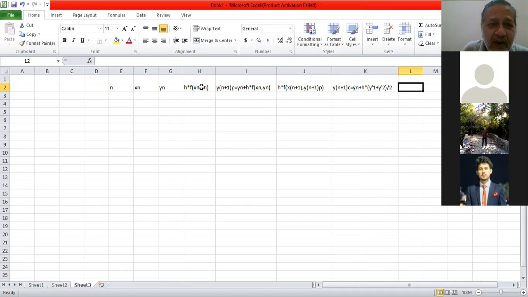ये तो वो स्टेप्स हैं जो हमने करने हैं. Starting with some x0, y0, we have to calculate function value at y multiplied by h. We calculate a predicted value using this. Then calculate h times the derivative value or the function value at xn plus 1 and yn plus 1 predicted. So where do you have yn plus 1 predicted? In column I.